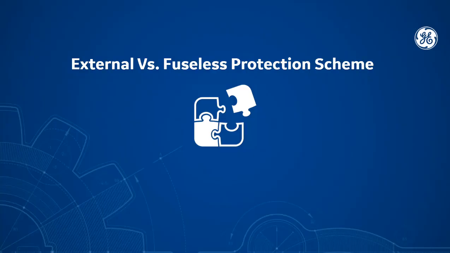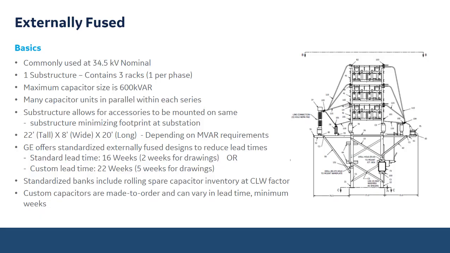External versus fuseless protection schemes. So this is an example of an externally fused, ungrounded Y capacitor bank. This is traditionally used with our renewables, our solar, our wind customers. So some of the basics about this. It's commonly used at 34.5 kV nominal voltage.